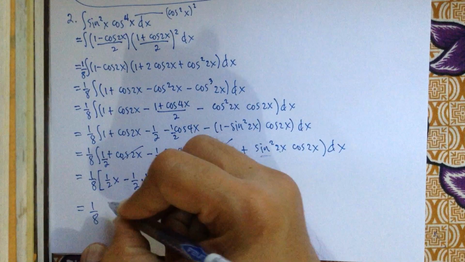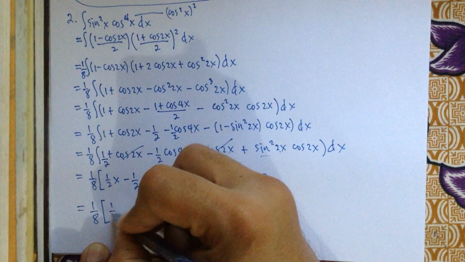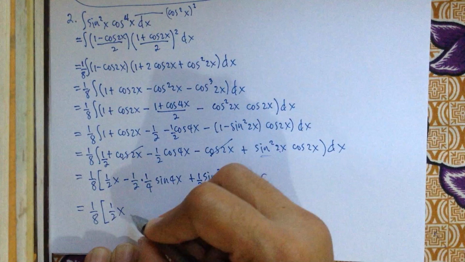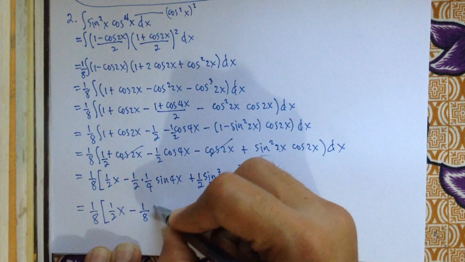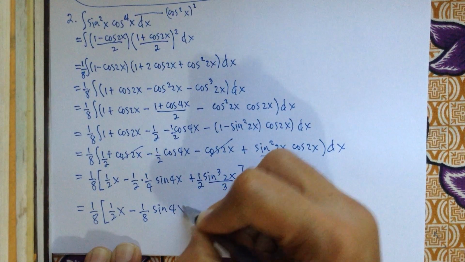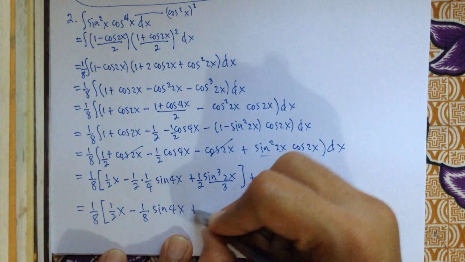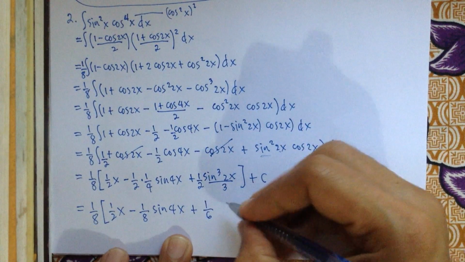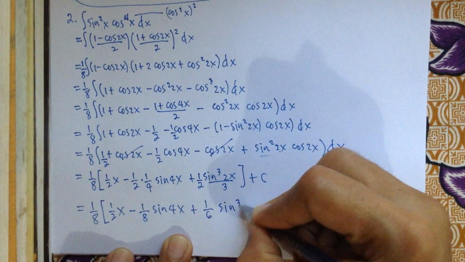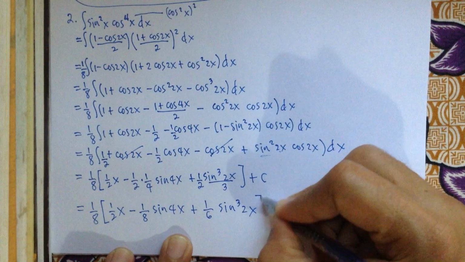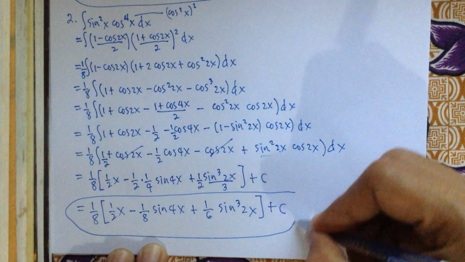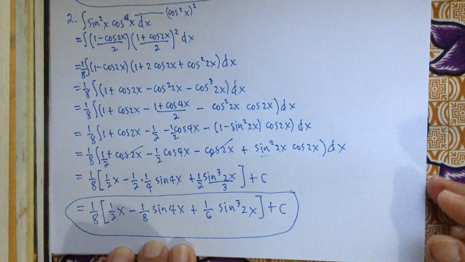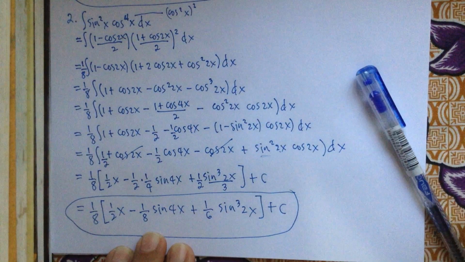So this will become 1/2 x minus 1/8 sine 4x, and this will become 1/6 sine cube 2x, then plus c. So this is for the integral of sine squared x cosine to the fourth of x dx.